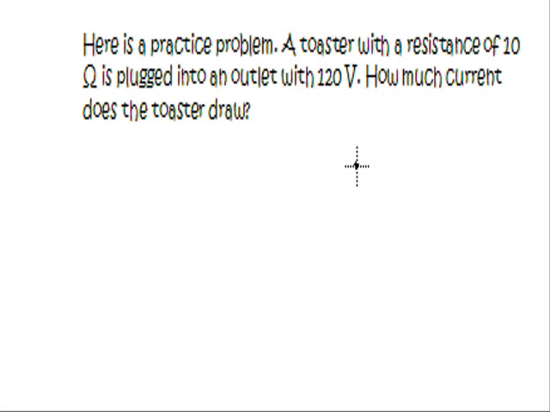So here's a practice problem. Here's a toaster with a resistance of 10 ohms and it's plugged into an outlet with 120 volts. How much current does the toaster draw?